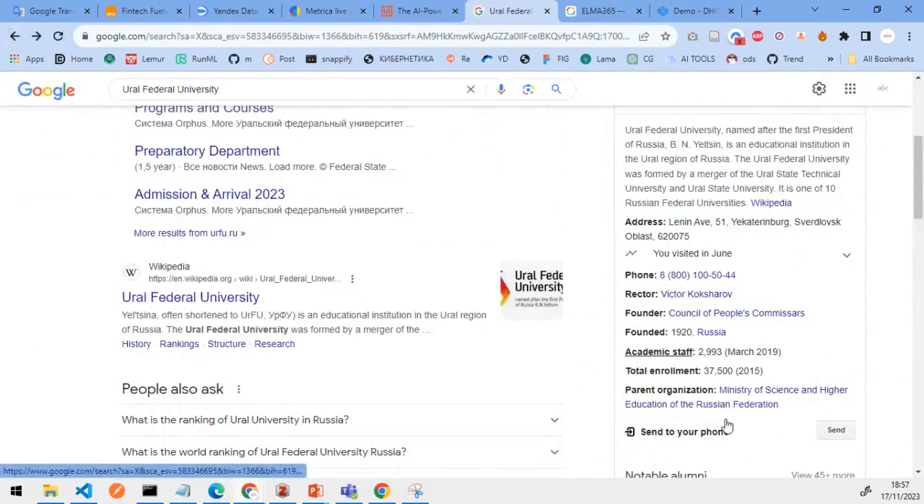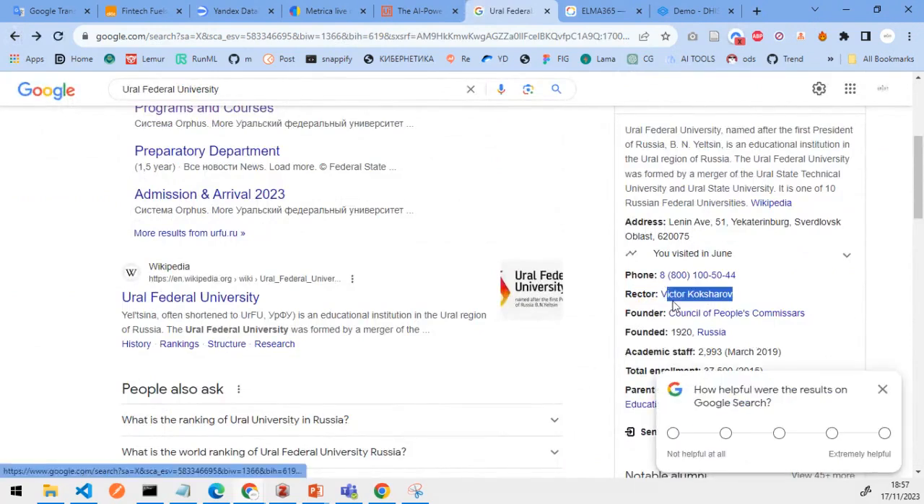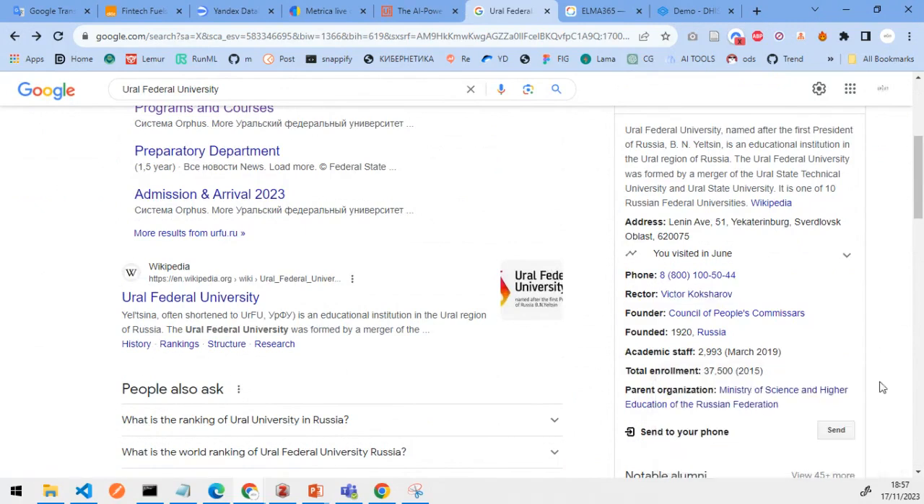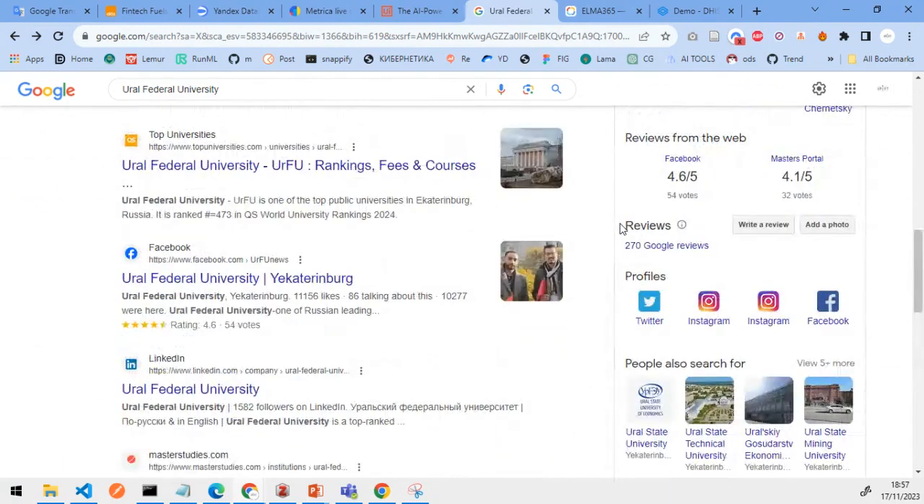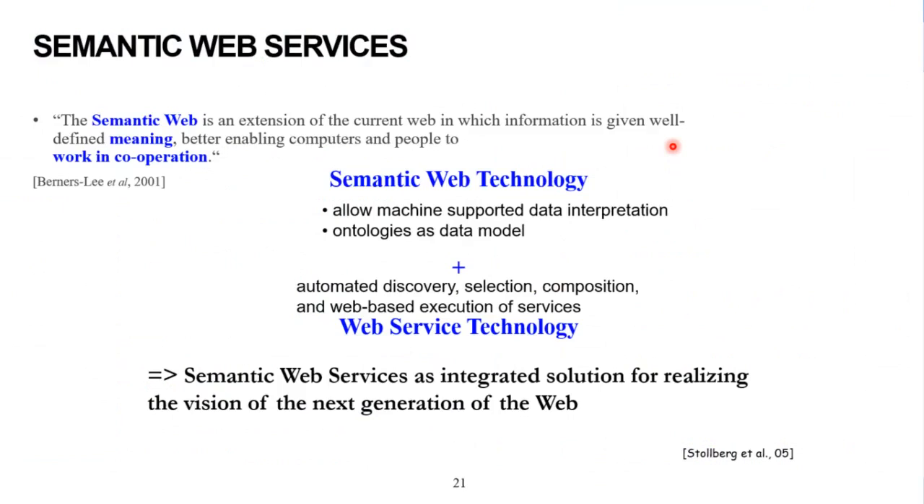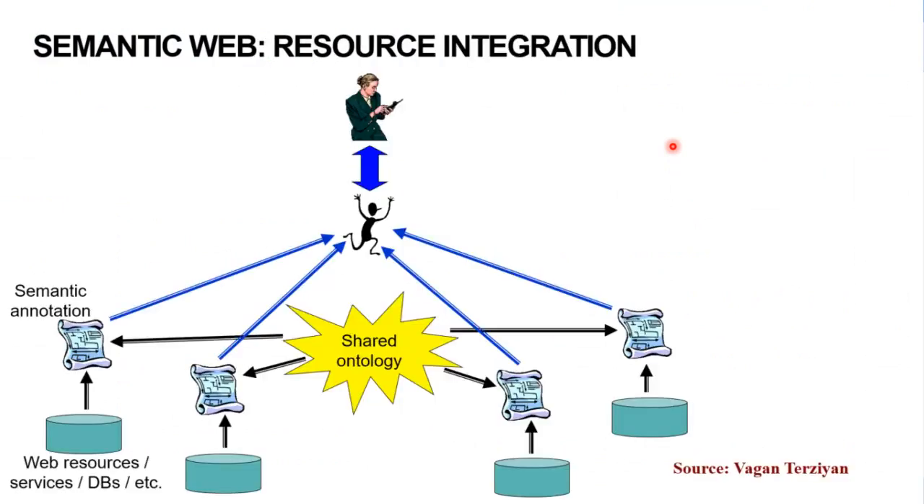Let's go back right here. The information presented here says the current rector is Victor Koksharov. How do we know? Even Google is asking us if it's helpful. All this information, like the number of enrollments, can be updated, but it's dynamically generated from articles online. So Google is able to extract or crawl this information thanks to the concept of the semantic web. With the semantic web, we have what we call a shared ontology.